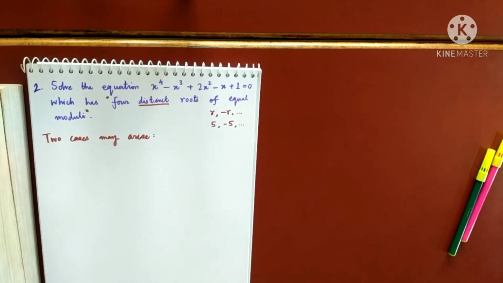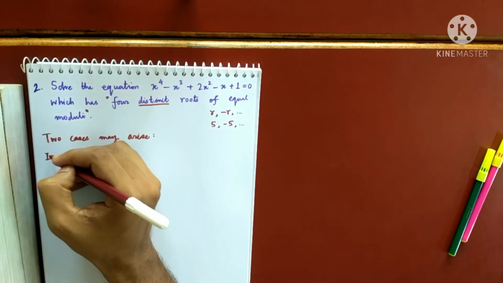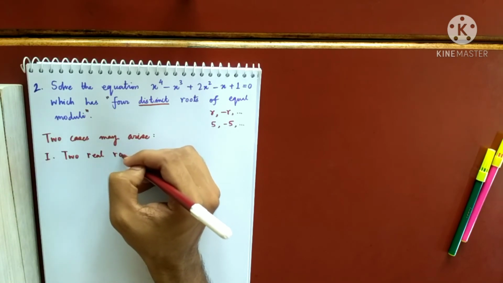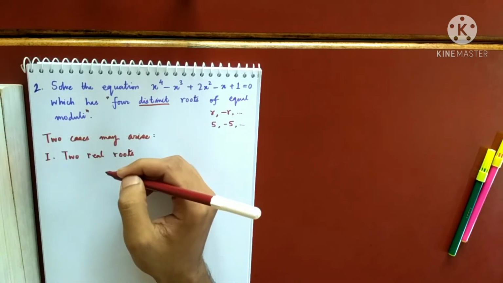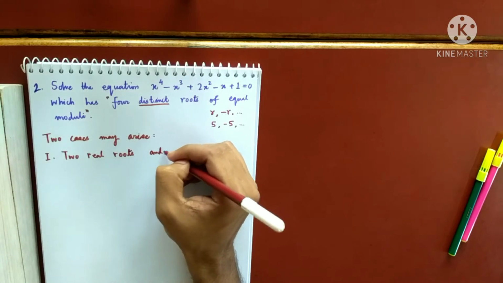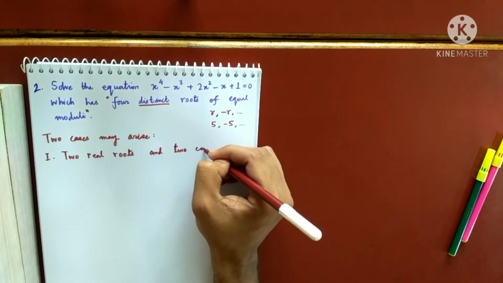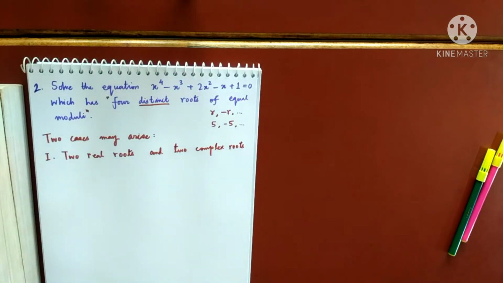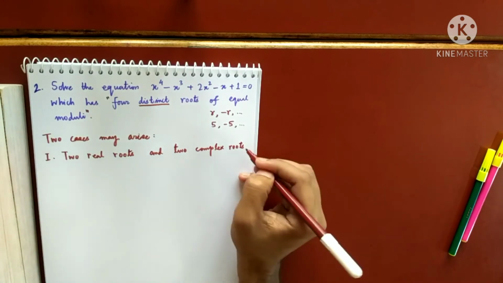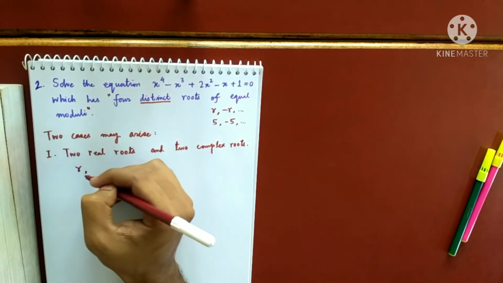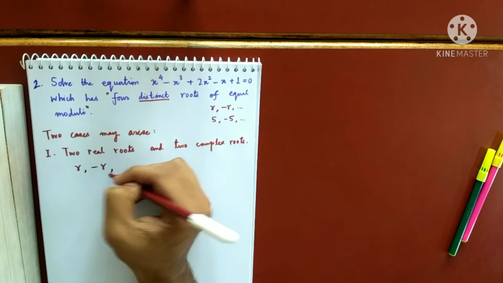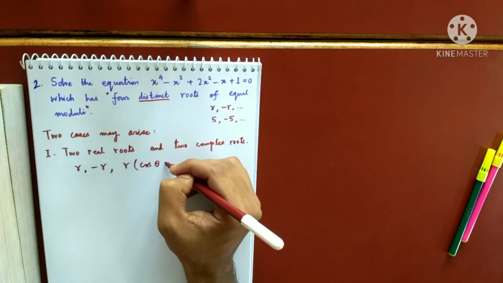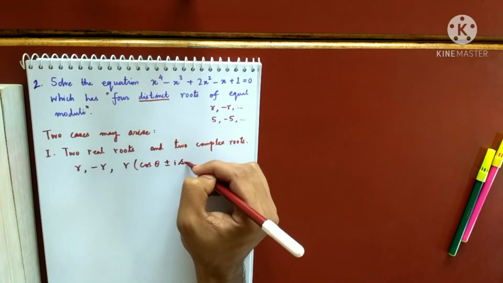So two cases may arise. Number one, two real roots and two complex roots. So what are the roots in that case? Suppose the real roots are r and minus r, and the complex roots, writing in polar form, are r(cos theta plus minus i sin theta).